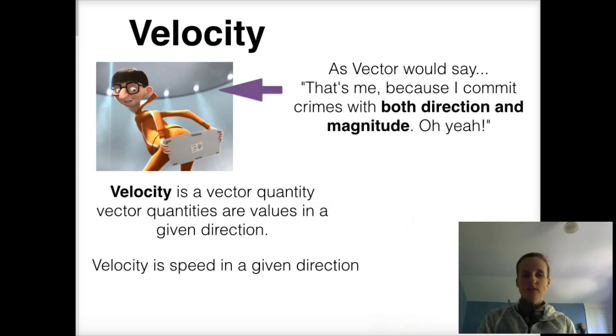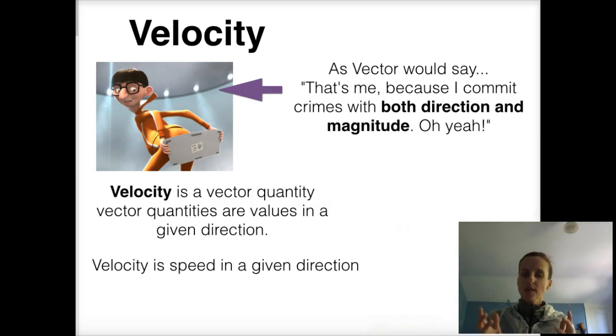Velocity is a vector quantity. Pretty much what that means is that a vector quantity is a value, which is a number, in a given direction. You might see a vector value come with an arrow pointing in some direction. For our purposes, velocity is basically speed in a given direction. You know how to calculate speed: that's just distance divided by time. With velocity, you want to give a direction. And this is actually really useful.